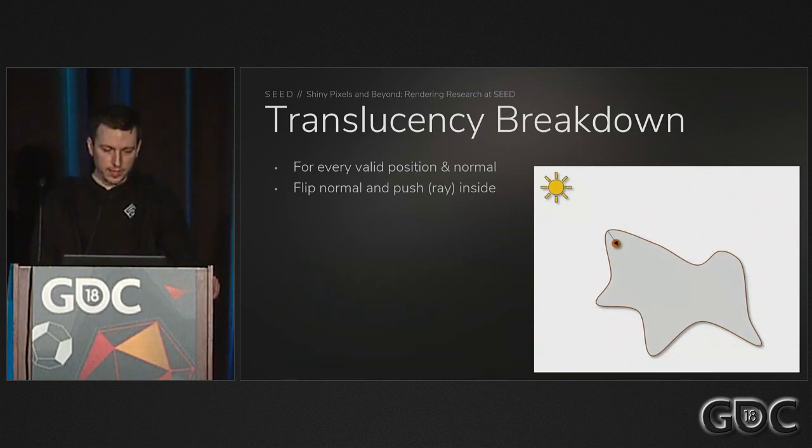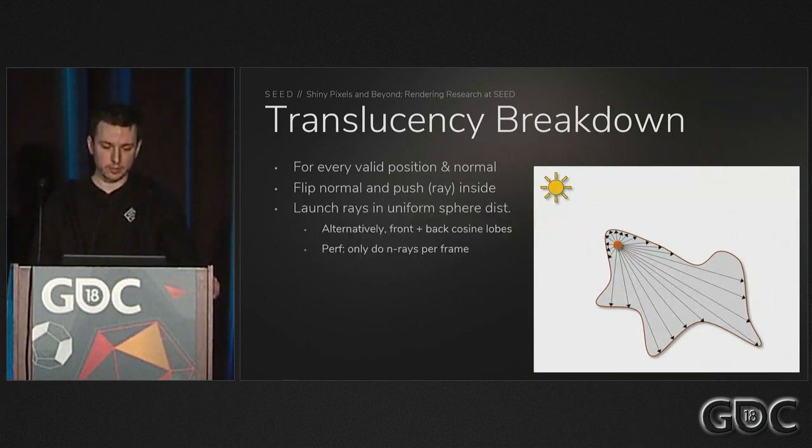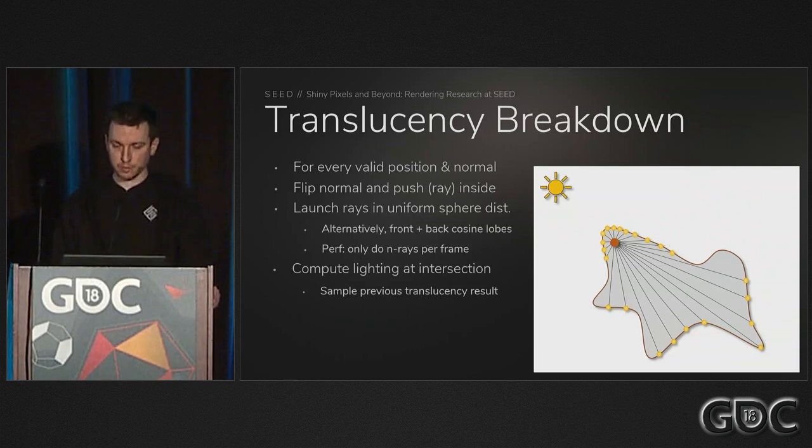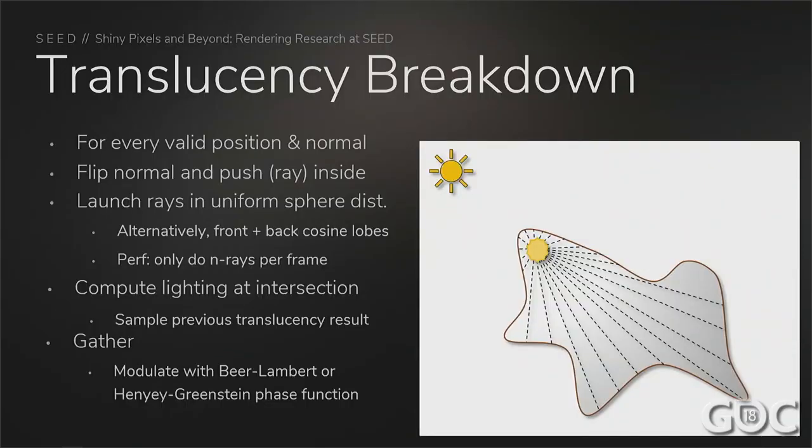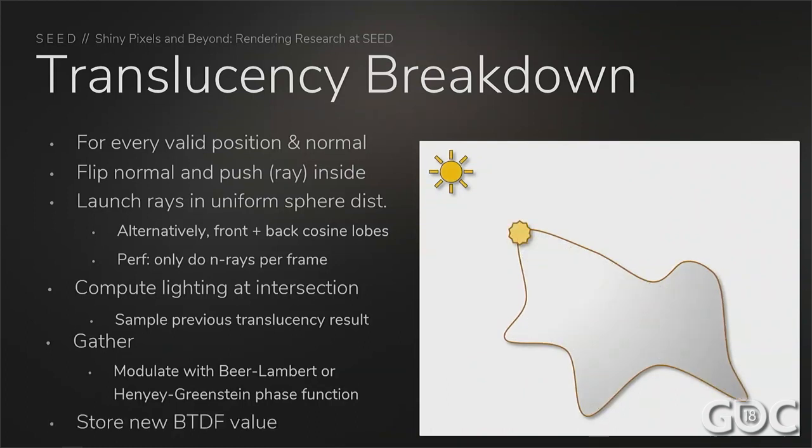So for every valid position and normal, we flip the normal and push the ray just inside the surface, just for a bit. We then launch rays in a uniform sphere distribution. You can do as many rays as you want per frame. We only do one, and that's fine. Then you compute lighting at the intersection. And the trick is you sample previous translucency results. And then you gather, and then you can modulate that with your favorite phase function, whether it's Beer-Lambert or Henyey-Greenstein or whatever your favorite phase function is. And then you have a new translucent result.